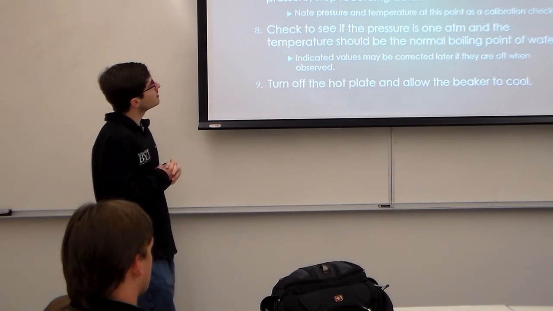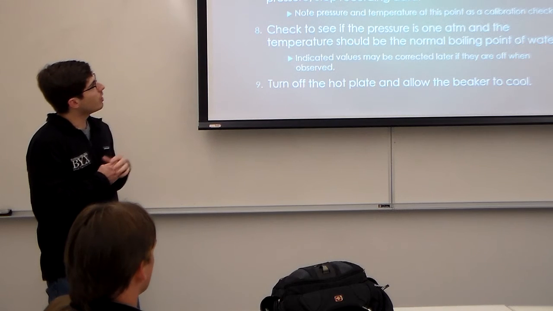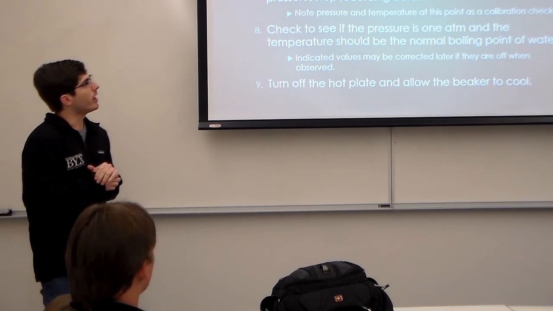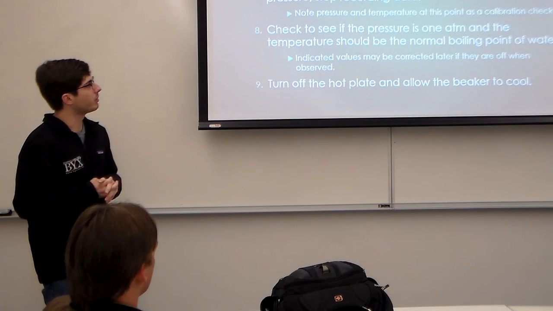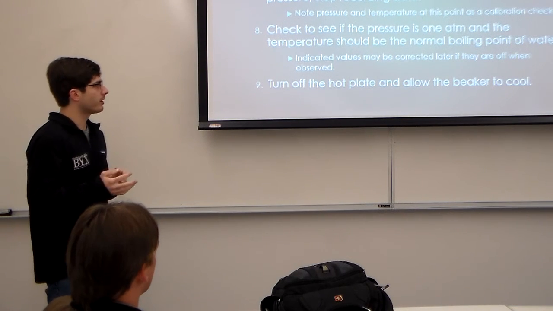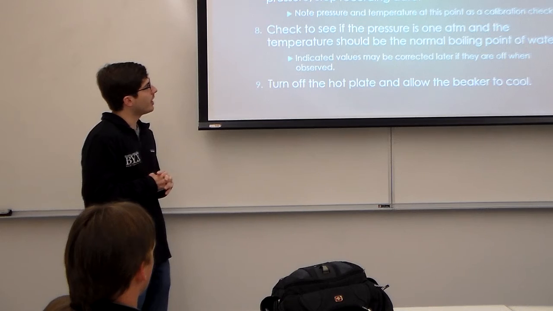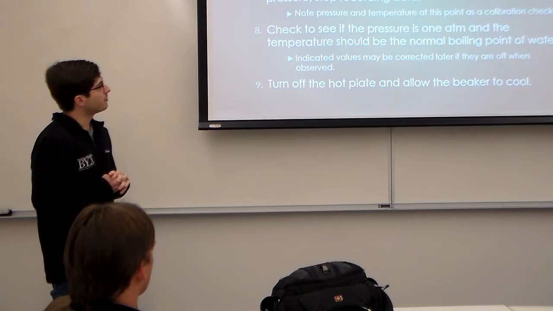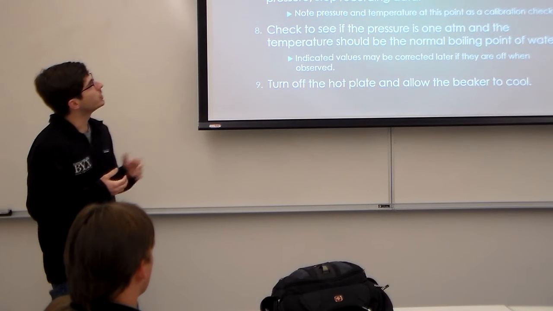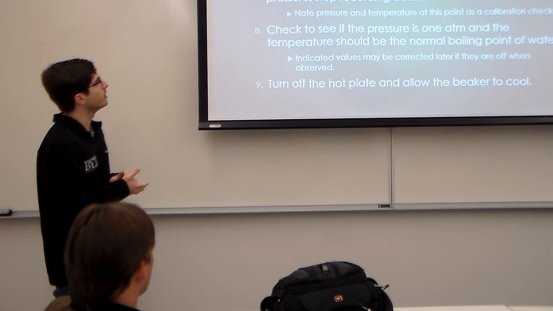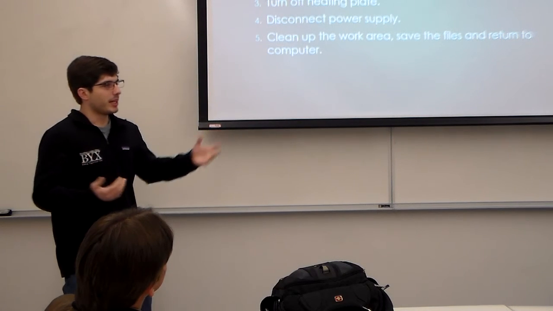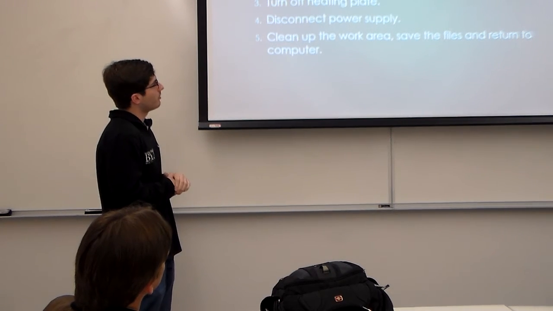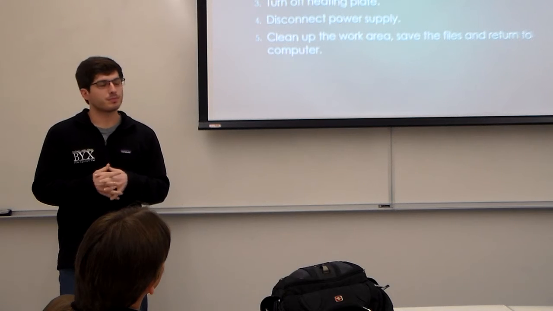Next. Once it reaches a rolling boil at atmospheric pressure, you'll stop recording your data, and know that this is a calibration check. You can correct the values later if necessary, but after all this is done, you'll be done with the experiment. You can turn everything off, which leads to our shutdown, where, next slide, it's just taking apart the equipment, making sure everything's off, and then saving where your data was recorded.